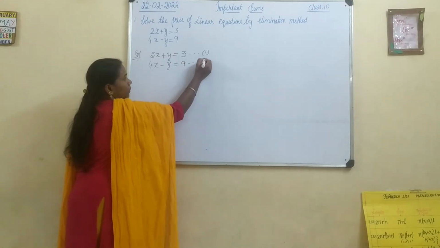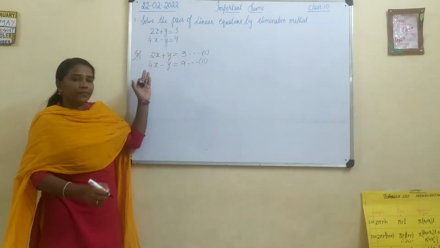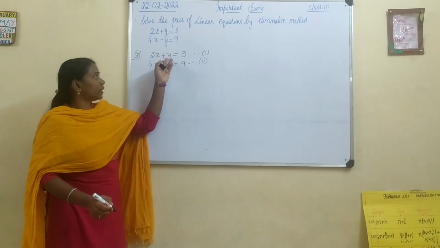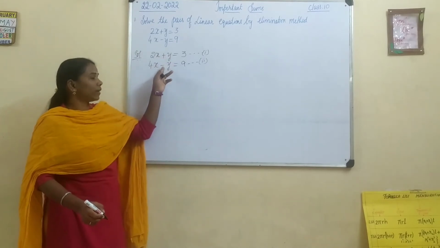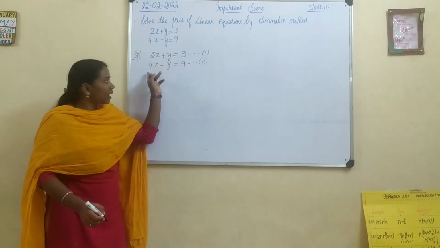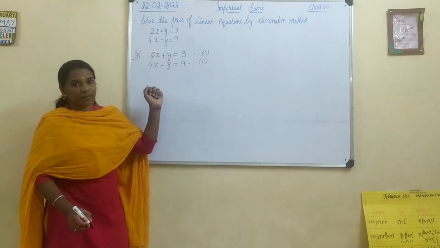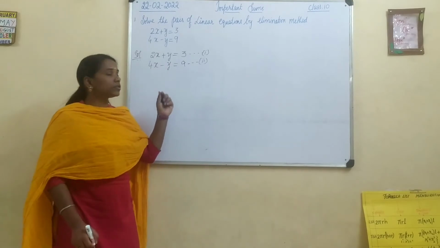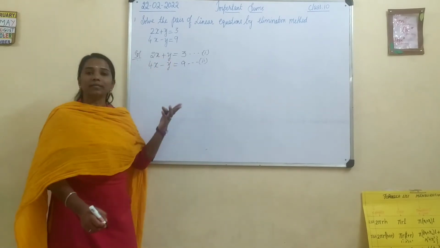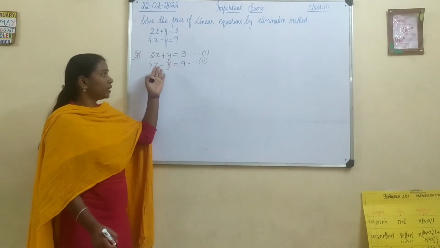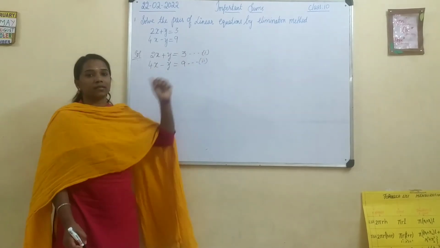Equation number 2. Now, by just observing the variables of y, here we have plus y and minus y. So, when I just add these two equations, these two variables will cancel. When I add these two equations, what happens? Plus y and minus y become 0. So, that is why it's very easy to solve it by elimination method.